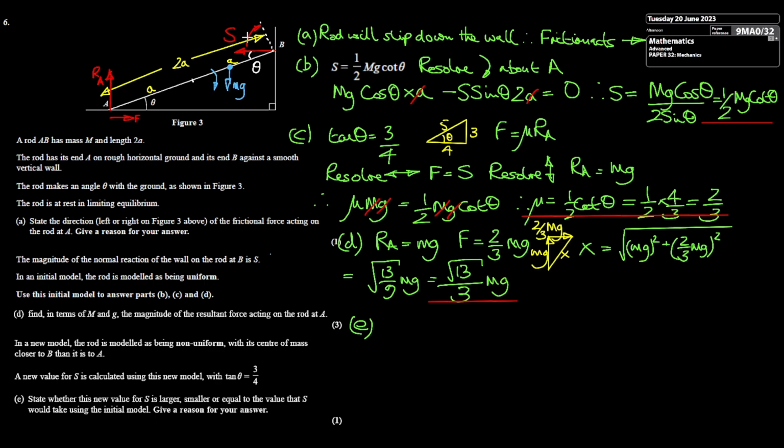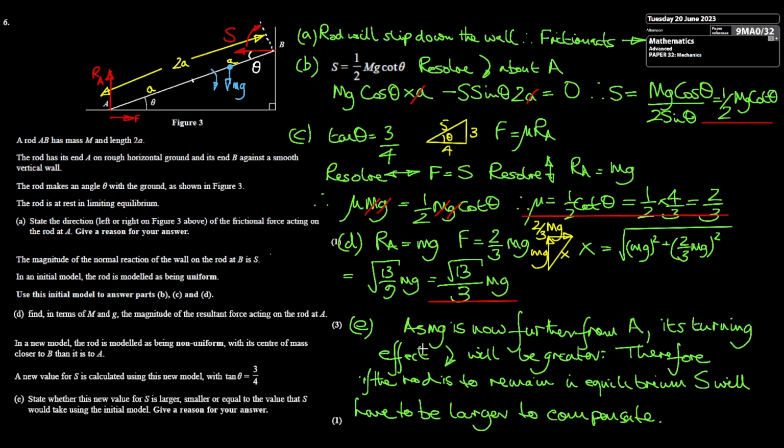So all you've got to do is write that in a sentence to gain the 1 mark available in this question. And here's my answer. As mg is now further away from A, its turning effect clockwise will be greater. Therefore, if the rod is to remain in equilibrium, S will have to be larger to compensate. And that will gain you the 1 mark available here.